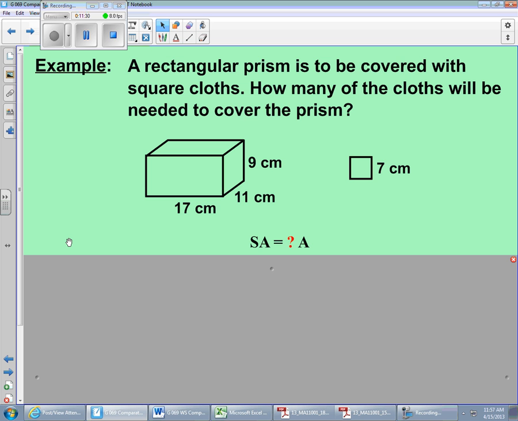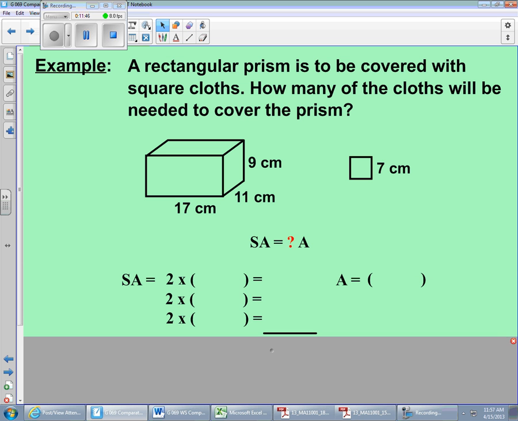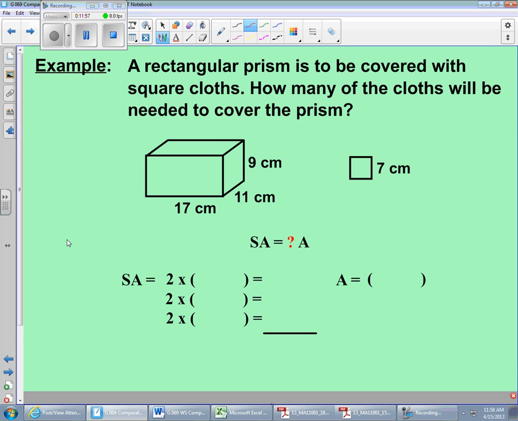A rectangular prism is built out of three different rectangles. Front and back are going to be the same, top and bottom are going to be the same, left and right are going to be the same. So all we really need to do is eyeball our prism here and figure out what those measurements are going to be. Over there on the right-hand side, we're going to figure out the area of that little square cloth. And we know it's square because the problem called it square. Well, let's pick out some sides here.